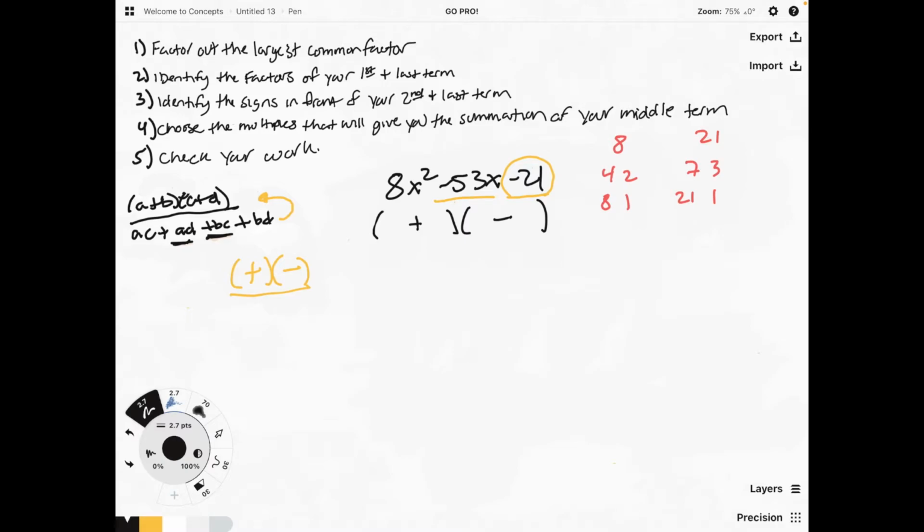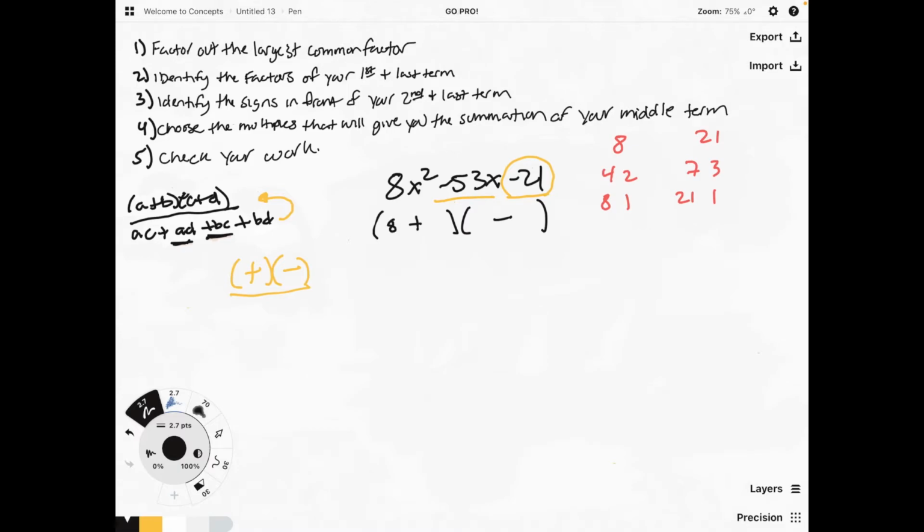So if we try 4, 2, 7, and 3, 4 times 2 is 8, that's okay. 4 times 3 is 12. 7 times 2 is 14. 14 plus or minus 12 is not going to give us 53. We know that that's also not a correct answer. Now, if we want to, we can switch these around and put the 7 here and the 3 here. 4 times 7 is going to give us 28, and then 3 times 2 is going to be a 6. Plus or minus 6 from 28, again, not going to get us 53, so we know that that's not going to work either.